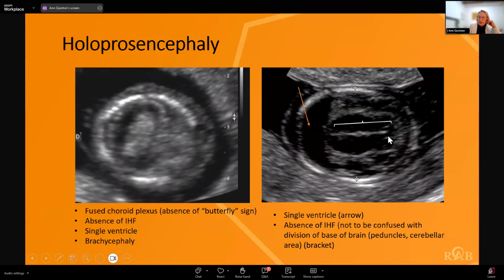And this line, there's the cerebral aqueduct here, and this line is actually the division of the base of the brain. So the cerebral peduncles and that sort of cerebellar area, okay? So it is easy to get it. Look, you can get it wrong. And this is why I said earlier, we need to scan through the entire fetal brain to have a look at the entire head and not just scan one plane.